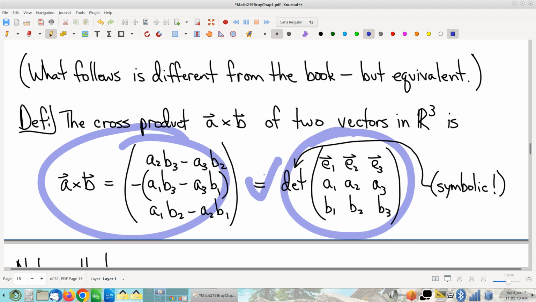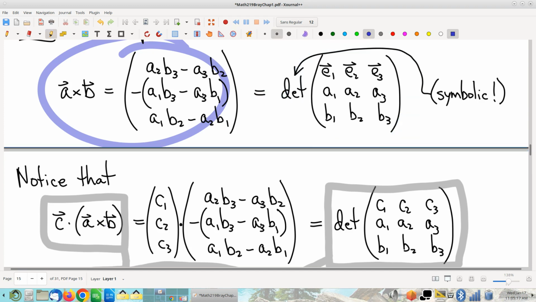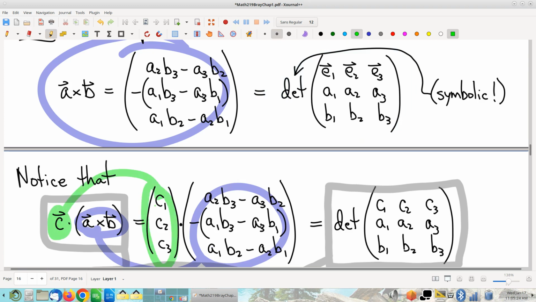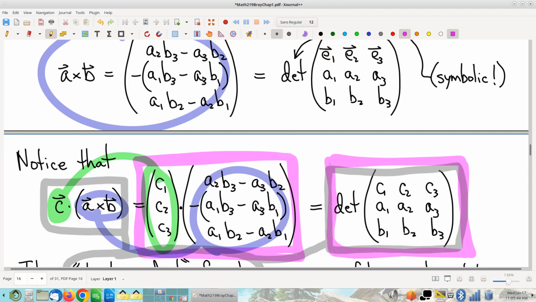Okay. All right. Here's another cool fact. If you take this formula for cross product, and if you then dot it with some vector, C, just write down the dot product. As you compute the green dot blue here, what you're going to find is you get exactly this determinant here.